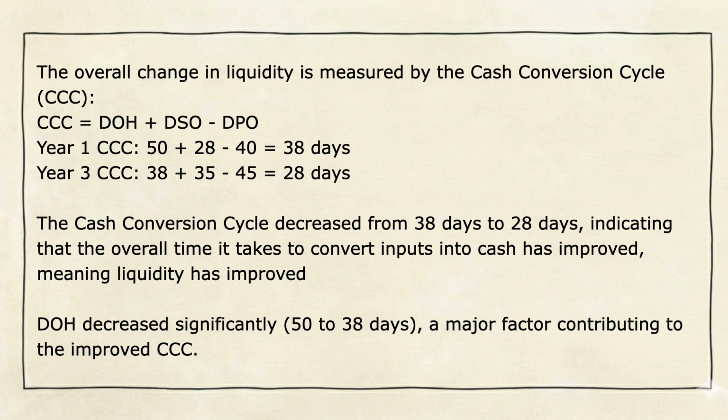Cash conversion cycle, CCC definition. CCC equals DOH plus DSO minus DPO, measuring the time to convert inputs into cash. CCC improvement. CCC decreased from 38 days to 28 days, indicating improved liquidity. Days of holding, DOH impact. Significant decrease in DOH, 50 to 38 days, contributed to the improved CCC.